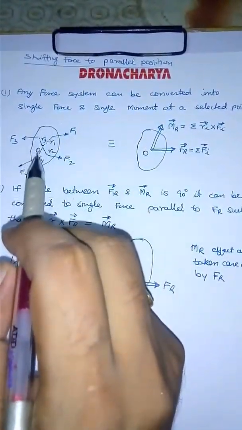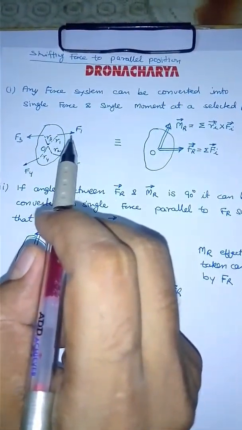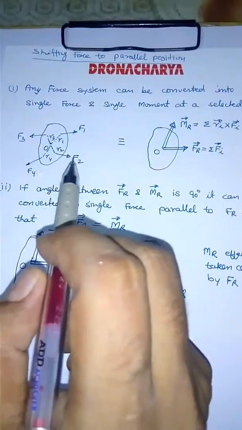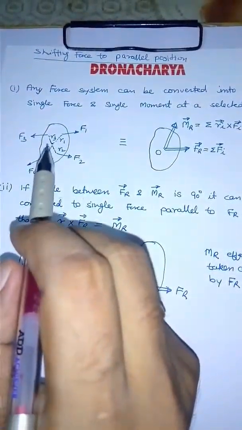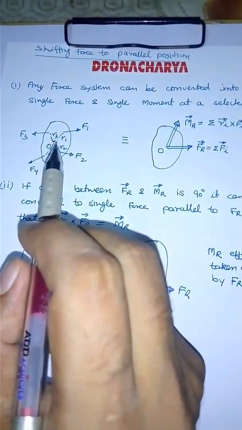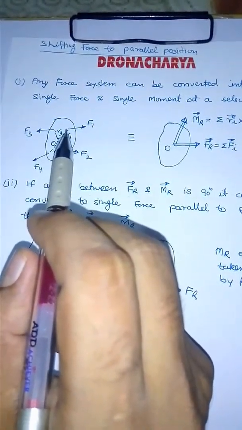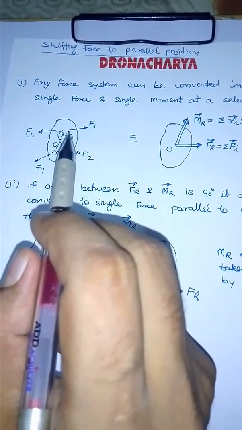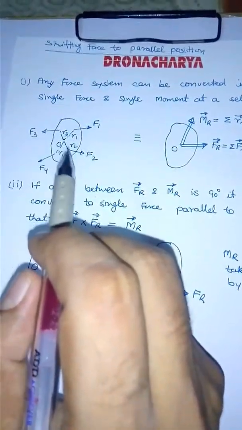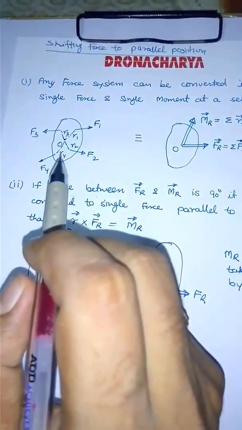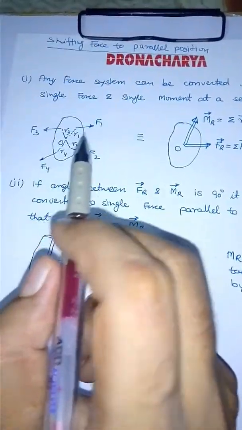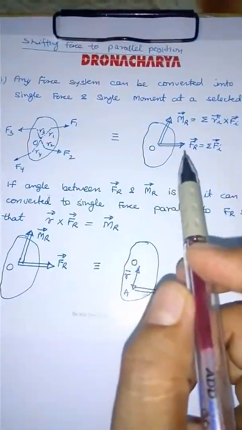For example, this is a rigid body. Forces are acting like F1, F2, F3 and F4. We wish to shift all these forces to point O. Now the distances or the location vectors are r1, r2, r3 and r4 with respect to O. So we can calculate what is Fr.